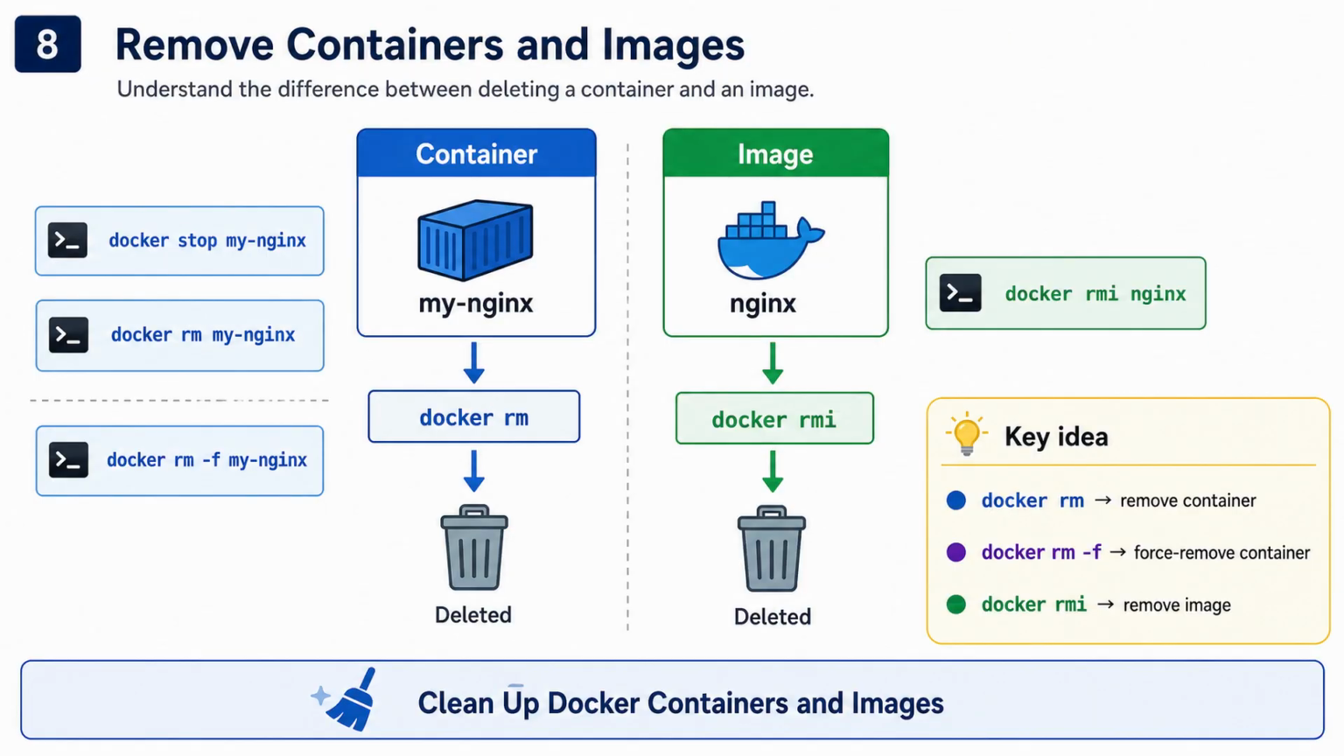Docker also provides commands for cleaning up resources. docker rm removes a container, while docker rmi removes an image. If a container is still running, docker rm -f can force its removal. Containers and images are different, so Docker uses separate commands for each.